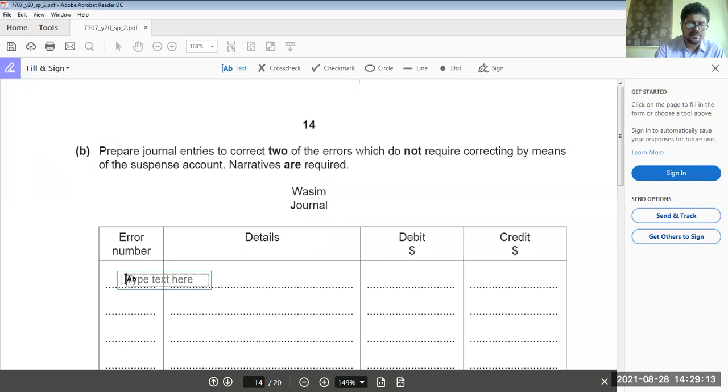Error number 2. You have to rectify only two errors. Narrative is not required. So what we do, we create a DD account. So what will happen? DDE Limited is debited, and DEC Limited, that was supposed to be created actually.